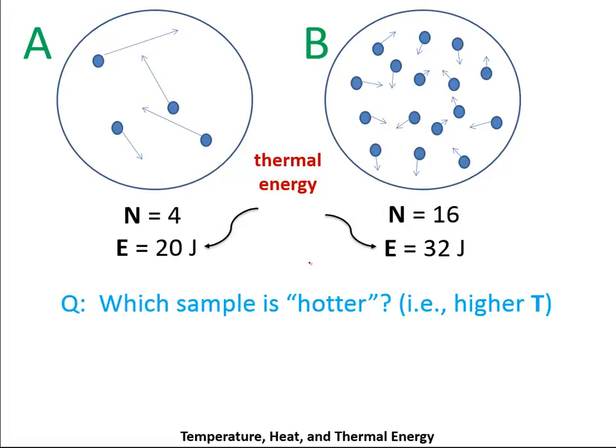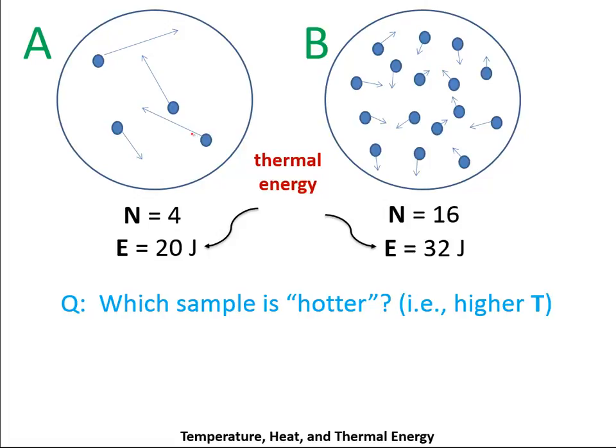Now, here's a question. Based on what you can see here in this scenario, which sample is hotter? That is, which one has a higher temperature? Hopefully you picked A. Sample A has the higher temperature. Because these atoms are moving faster than the atoms on the right, the temperature must be hotter.